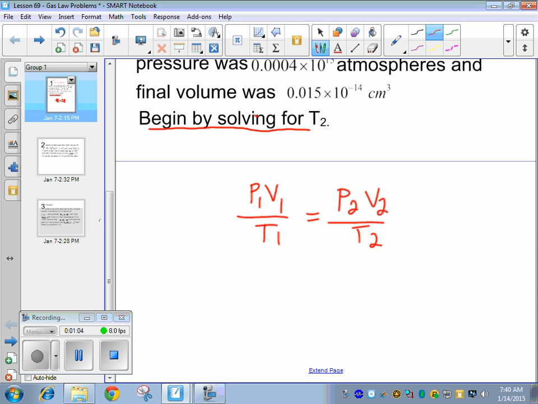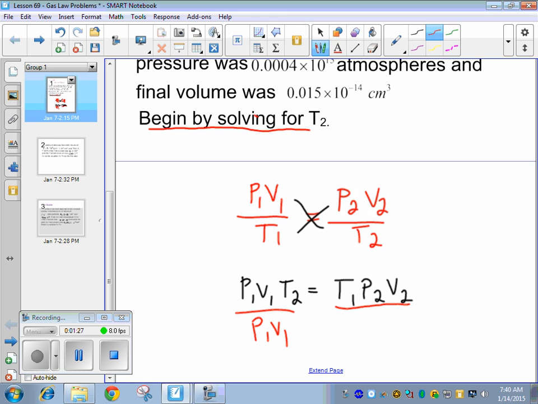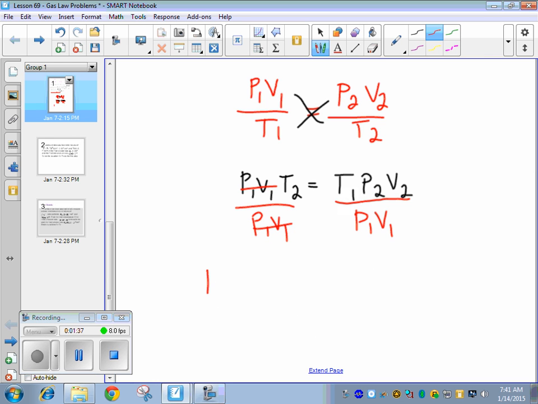You're going to need to cross multiply first. So I've got this times this: P1, V1, T2 is equal to this times this, so that's T1, P2, V2. We're solving for T2, so now we need to divide both sides by P1, V1. All right, now we have T2 by itself, and we just need to do the correct substitution and then plug it into our calculator.